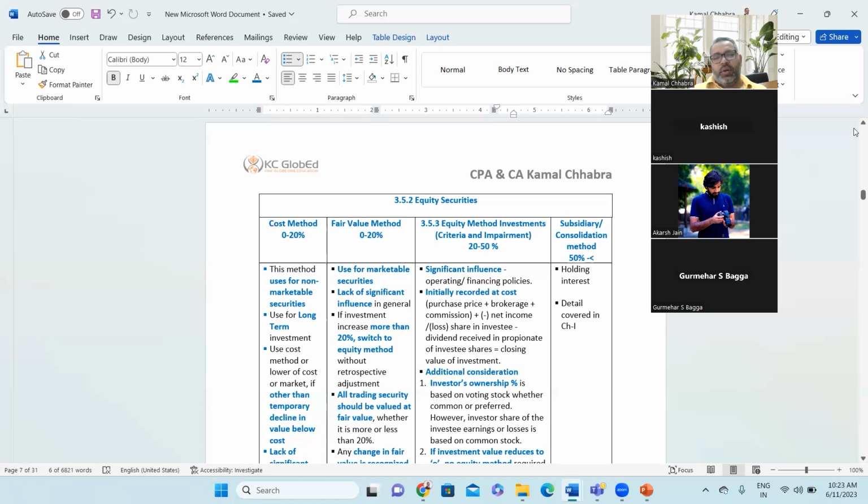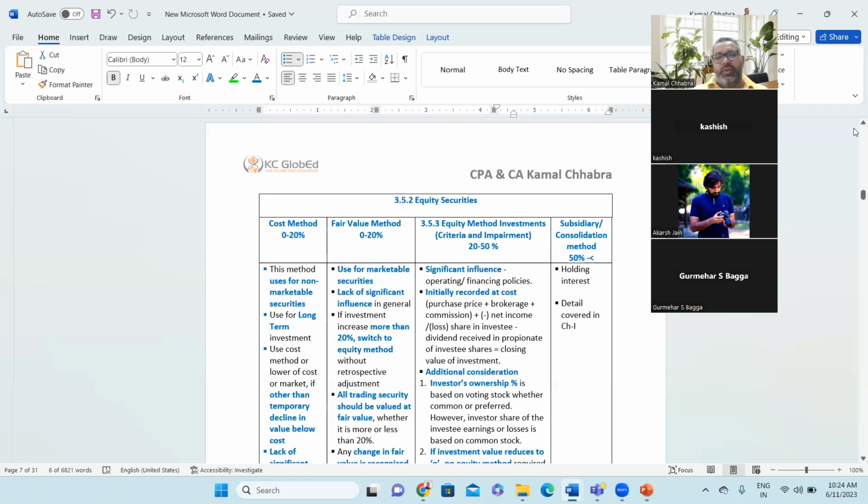Akash, Ayush, what you said is more or less on the same line. But why is it so? Because you have more than 20% equity and you have significant influence in the operating and financial policies of that particular company. Make sense? Yes, sir.